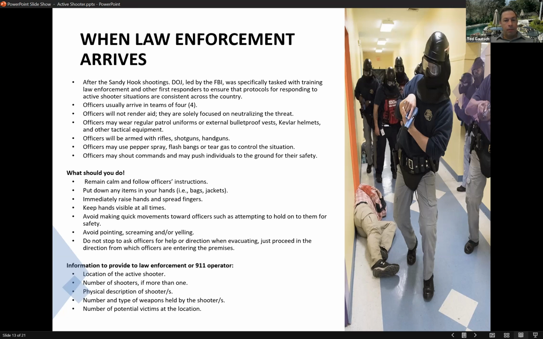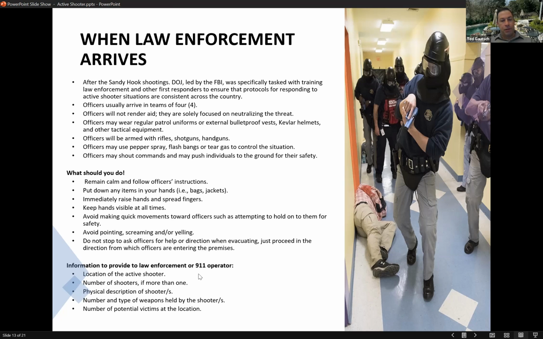Remain calm. Put down any items in your hands. You shouldn't even be carrying any items in your hands, really, and keep them visible. Avoid making quick movements. These guys are on edge right now. There's a lot of anxiety. Everybody's on edge, so you have to make it easy for them to get in there and deal with it. Don't scream, don't point, don't yell, don't try and stop them and ask them for directions. Just head in the direction they're telling you to go, and get out of there, because they've got other things that they're trying to do at the same time for the rest of the people involved in the situation.